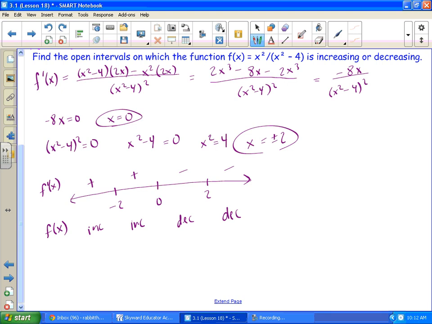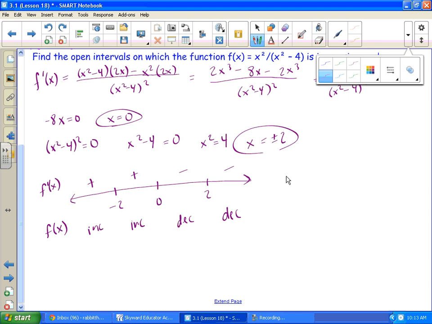Okay, now this is where some people just might write their answer wrong, even though they did all their work right. So at negative 2 and 2, what happens? It's undefined. So is it increasing from negative infinity to 0? No, because at negative 2, it's undefined. At that spot, it's not increasing. Okay? It's actually probably a vertical asymptote there, right? It can't increase when there's a vertical asymptote there.